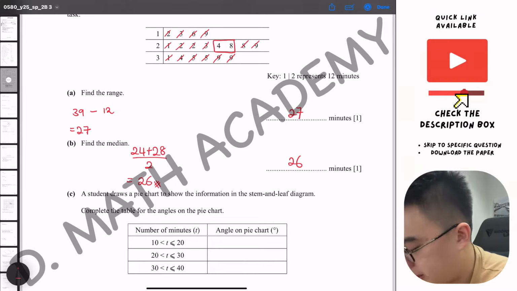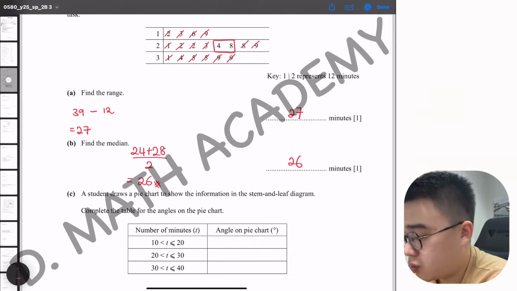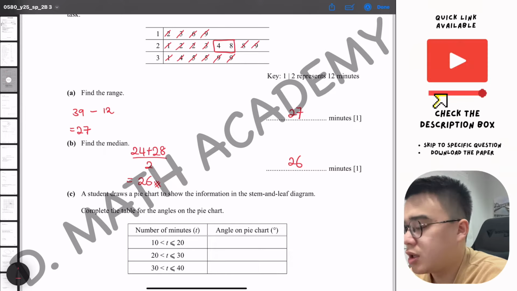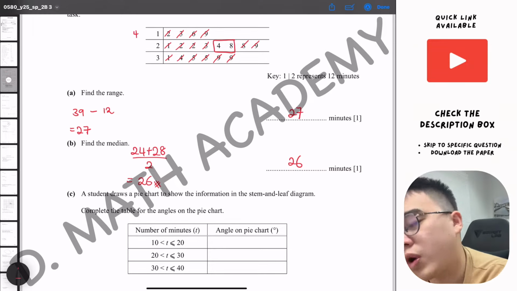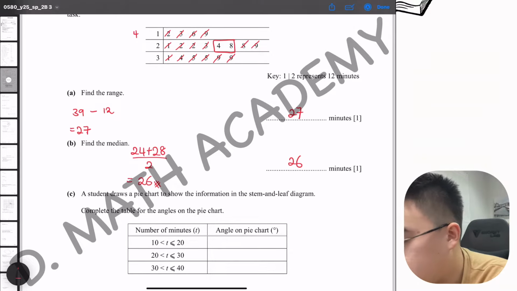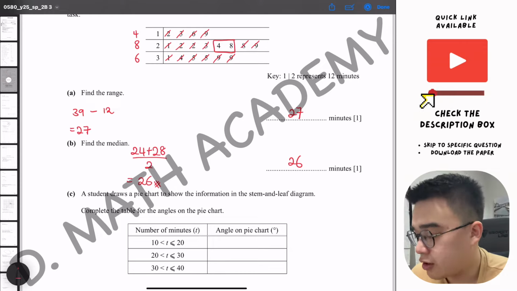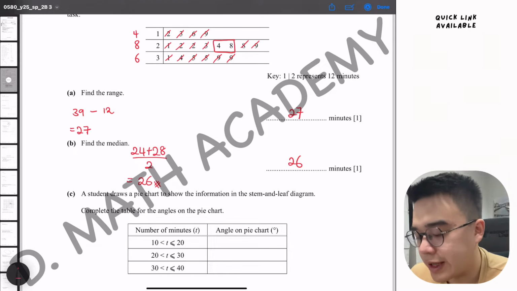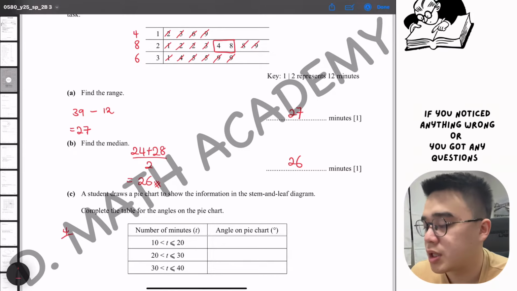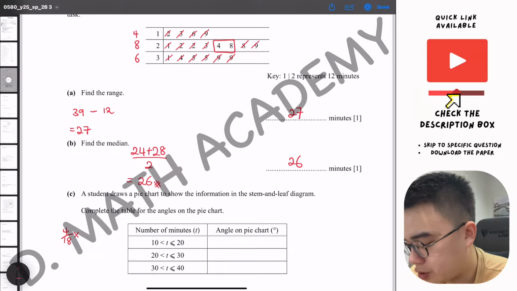So moving on to question C. It's a pie chart based on the info from the stem and leaf diagram. Those that range between 10 to 20, we apparently have 4 of them. Those that range from 20 to 30, there are 8 of them. And those that range from 30, there are apparently 6 of them. So to calculate the angle on the pie chart, it will very likely be 4 over the total, which is 18, and then you need to multiply it by 360.